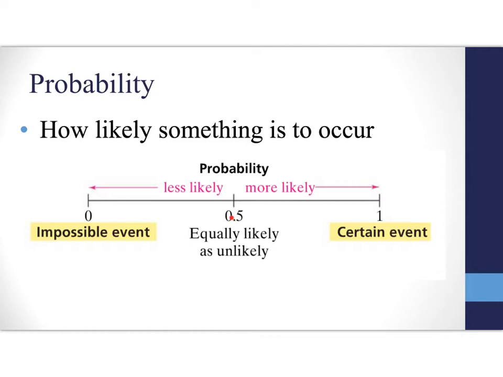If you have something around 0.5, that tells you that it could or it couldn't happen. It's right there in the middle. So it's just as equally likely to happen as it is to not happen.